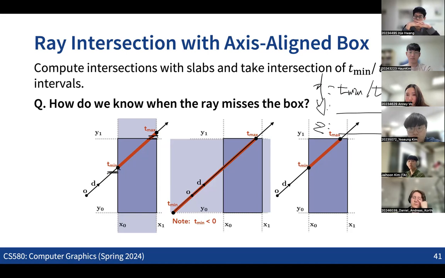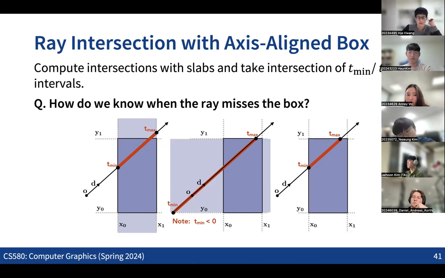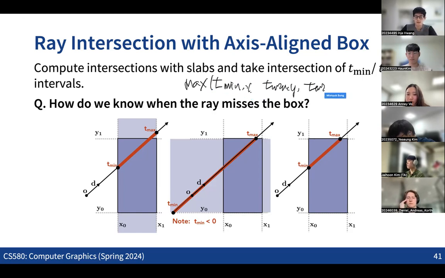Another question. Yeah, basically, if the maximum of the t min values over x, y, and z is smaller than the minimum of the t max values over the axes, then we have an intersection between the ray and the bounding box.